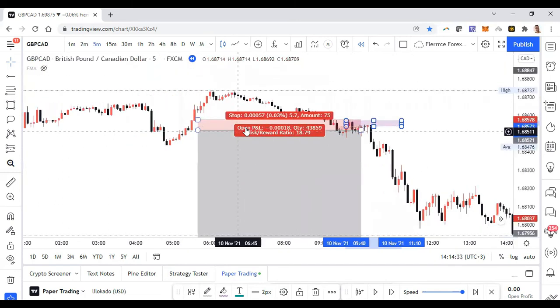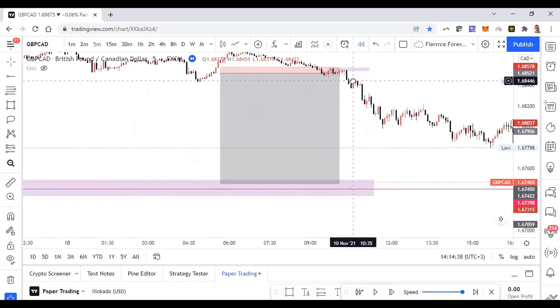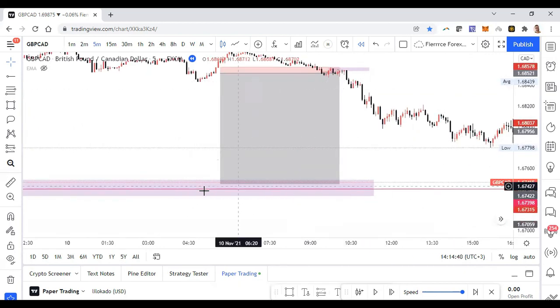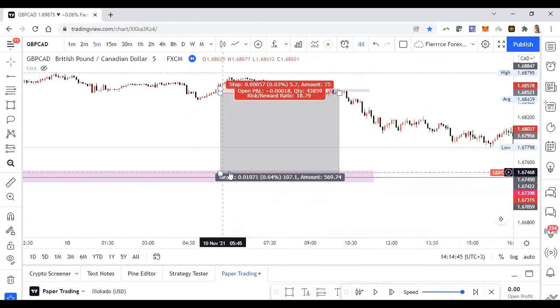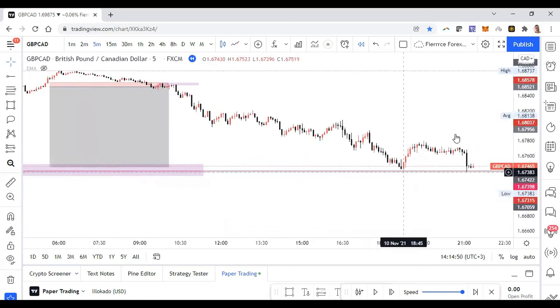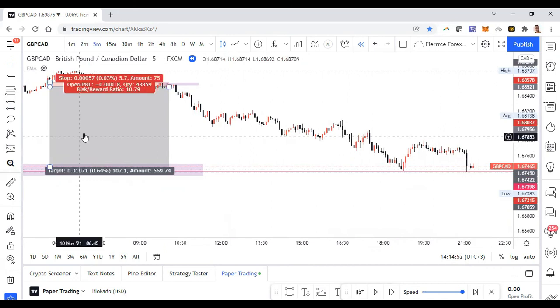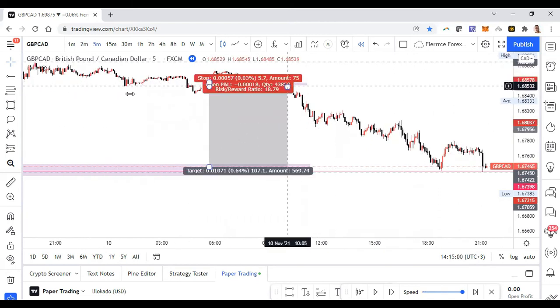But what we see, price dropped all the way and tapped my 50% zone. It even went past my 107 pips and it tapped my 50% zone and even retested. Now, this is an RR of 18.79 and 107 pips. Now, this date is 10th November.